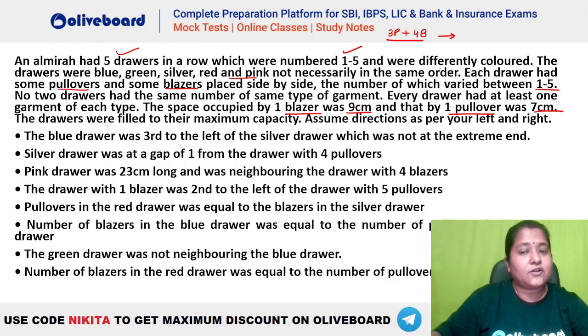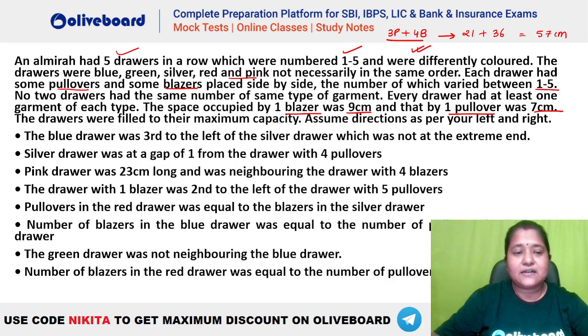It will be equal to the total sum of the lengths. Like one pullover is how much? 7 centimeter. So three pullovers will be 21 centimeter, 3 into 7. Similarly, one blazer is how much? 9 centimeter. So 4 will be, 9 fours are 36. That means you can see the total has to be how much? 57 centimeter. So this kind of a particular drawer will be of 57 centimeter. Okay, I hope this is clear, everybody.